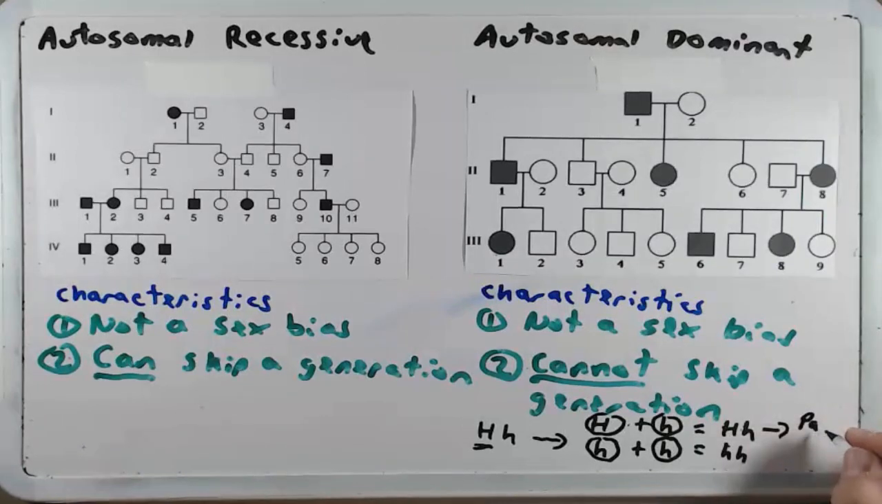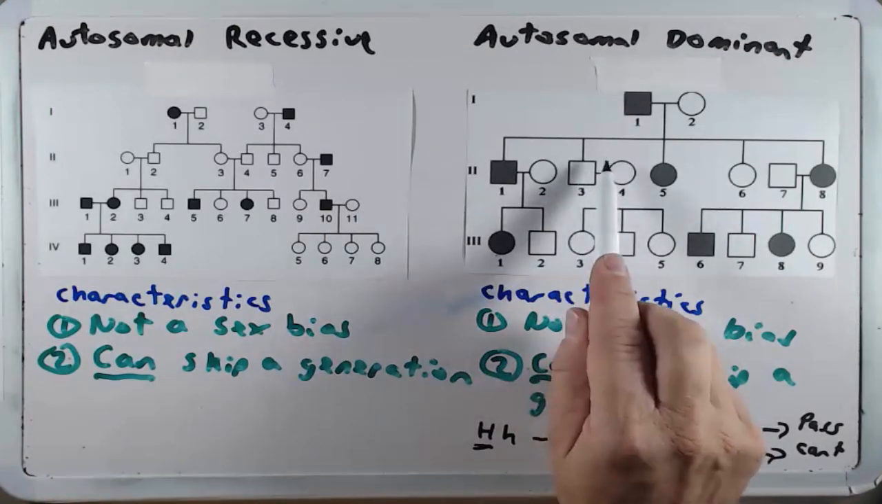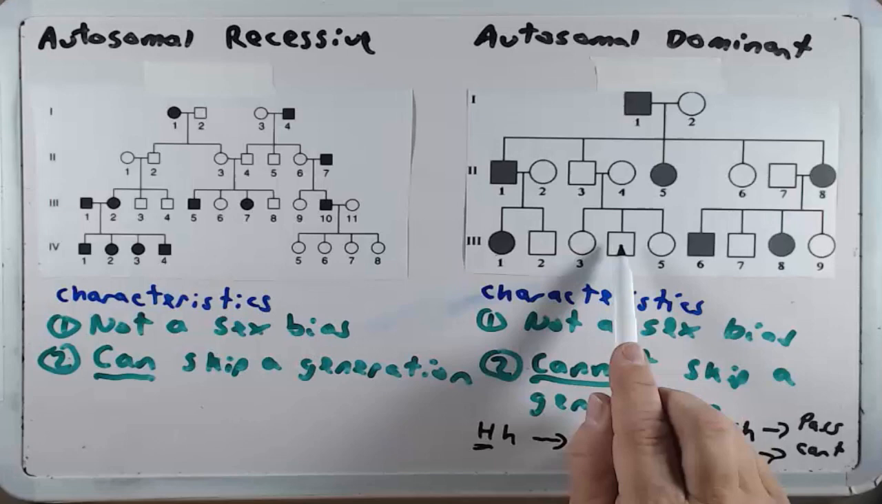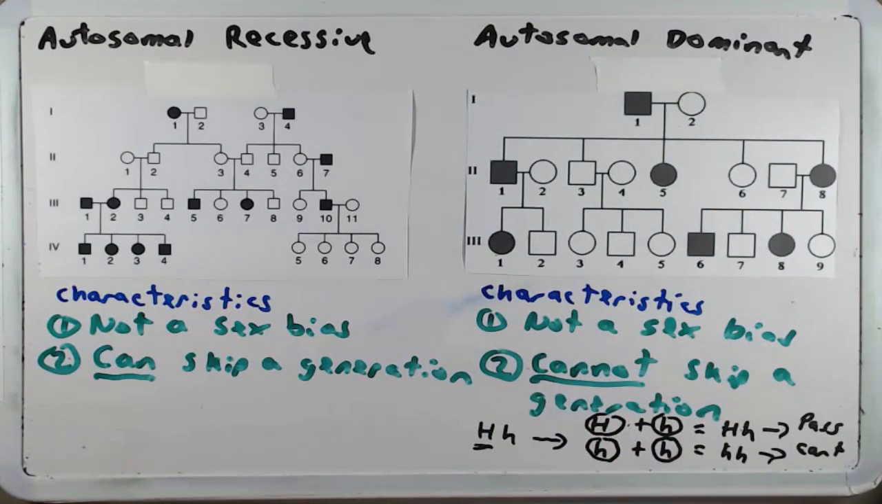So let's say pass here, because I'm running out of room. This individual, since they don't have the big H allele, can never pass it on. So I'm going to put just can't, but in your notes, you might write can't pass it on. Once that disease allele or trait allele is no longer in an individual, it's gone forever. It cannot be passed on. This individual here just got lucky, right? They don't have the trait, and so now they can't pass it on to their progeny. These individuals can.